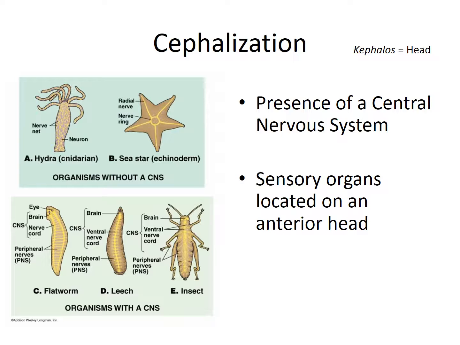Whereas in this hydra, you have kind of a nerve net, and in the sea star, you've got a nerve ring and a radial nerve. The nervous systems in these organisms are not centralized. And then the second part of all of this is that cephalization includes sensory organs which are located on an anterior head. So you've got things like eyes on this flatworm in the front, or the anterior of this organism, or antennae on this insect on the anterior head of this organism.